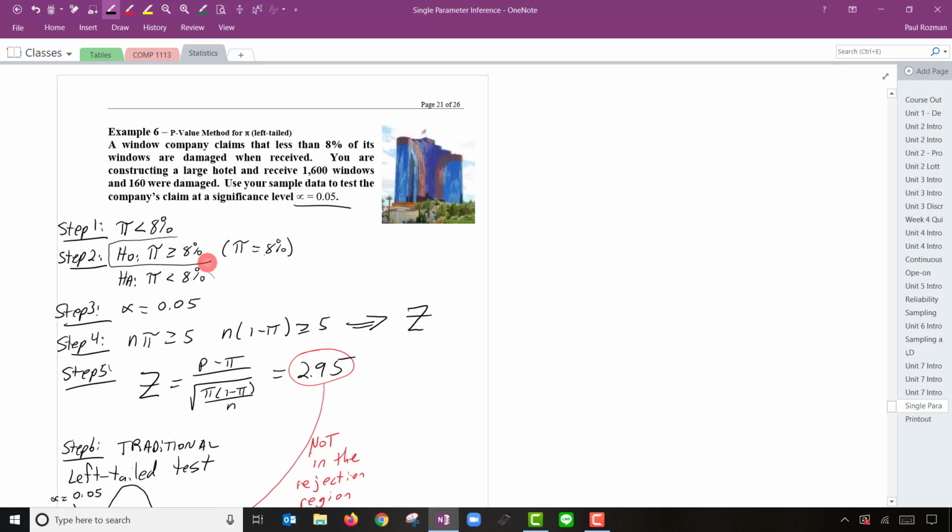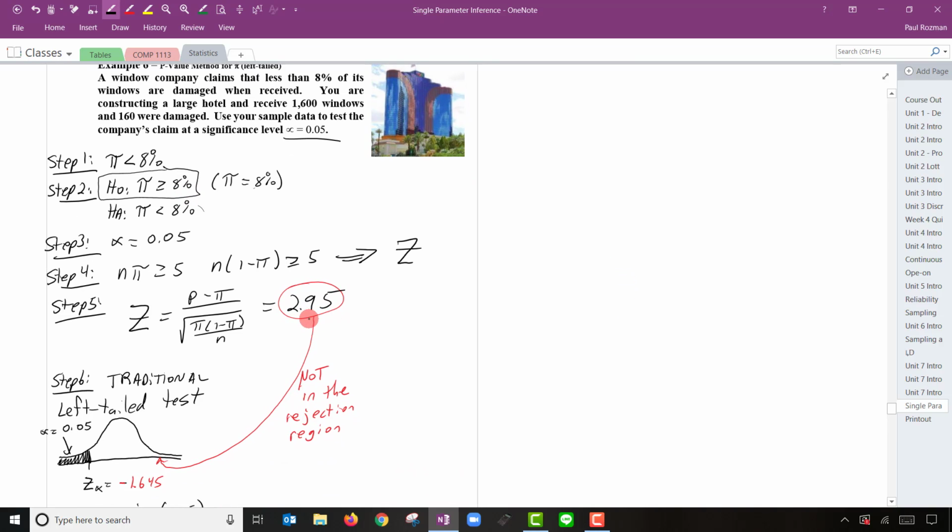This is not unusual based on the data that we observed. Which makes sense. Let a little common sense seep in here. If 10% of your windows are broken and somebody says, I think it's more than 8%, yeah, you're probably going to agree with them in that situation.